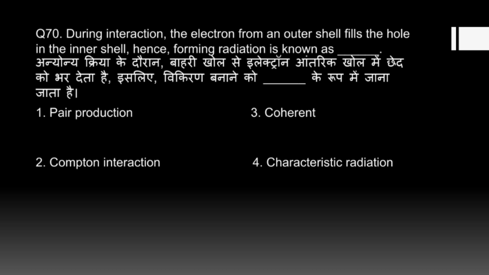Question number 70. During interaction, the electron from an outer shell fills the hole in the inner shell, hence the radiation formed is known as. So when, during interaction, electrons from the outer shell fill the inner shell, forming radiation, what type of radiation is produced? Options are: pair production; option second is Compton interaction; option third is coherent; option 4 is characteristic radiation.